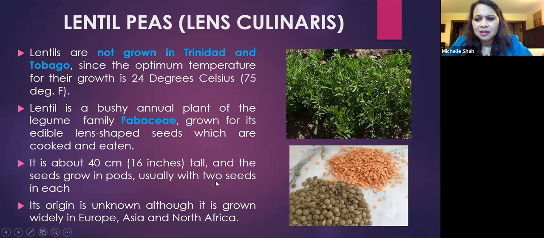So this is the plant, how it looks. The origin is also unknown. It is grown widely in Europe, Asia, and North Africa.